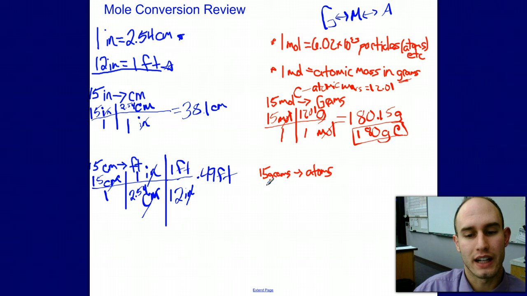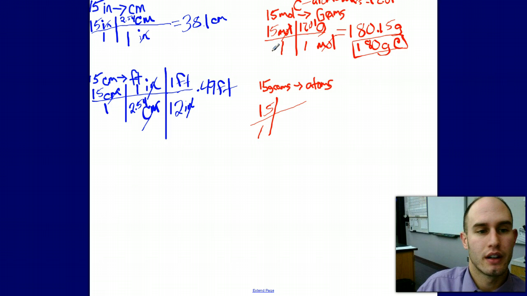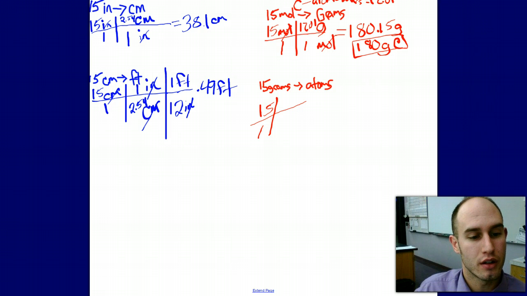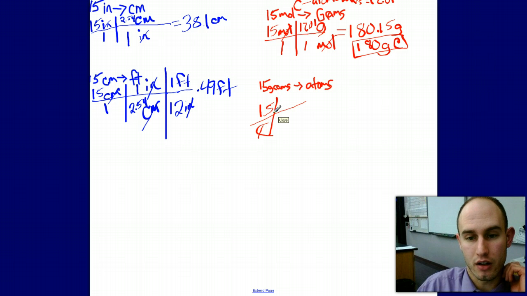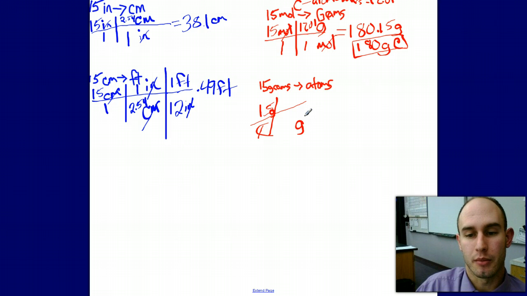One last problem, one last example. 15 grams, and I'm going to convert that to atoms. Again, start with what you're given over 1. And really, here you want to make sure that you put in your units. In this example, I did not put in my units, so you want to make sure that you put in your units. And right in here are grams. So if I have grams up here, I need grams on the bottom.